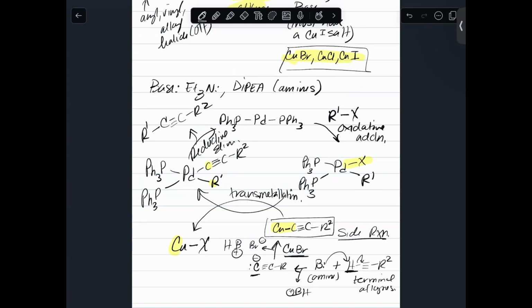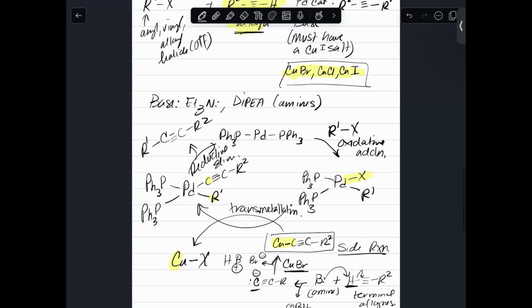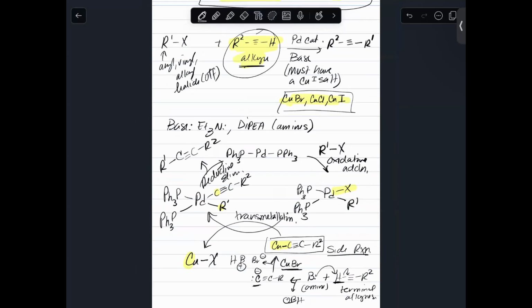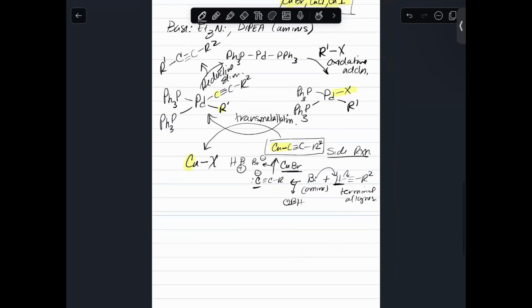So in this case, we need an alkyne. You have to have an alkyne. And not just any alkyne, you need a terminal alkyne because internal alkynes have no hydrogens. And the base is there to deprotonate that hydrogen on the alkyne. Okay?